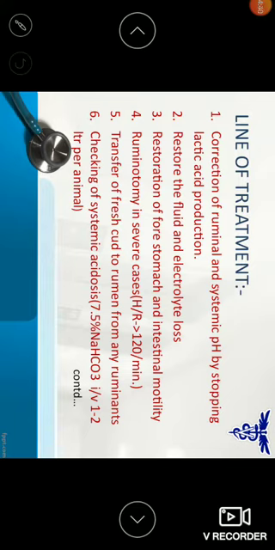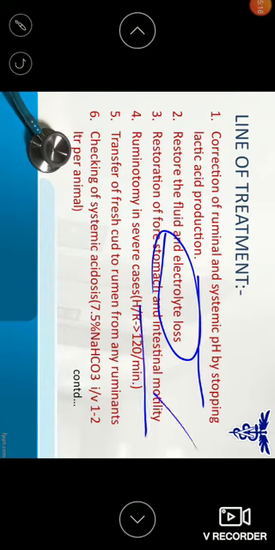As for the line of treatment, as I have told, we have to evacuate the rumen first, because there is accumulation of large amounts of fluid in the rumen. Second, there is a great imbalance between the pH of the rumen and the blood, so we first have to increase the pH of the blood and restore the fluid and electrolyte loss, which is very important. And we have to accelerate the intestinal movement, so that the ruminal content can be evacuated through the anus in a very short span of time.